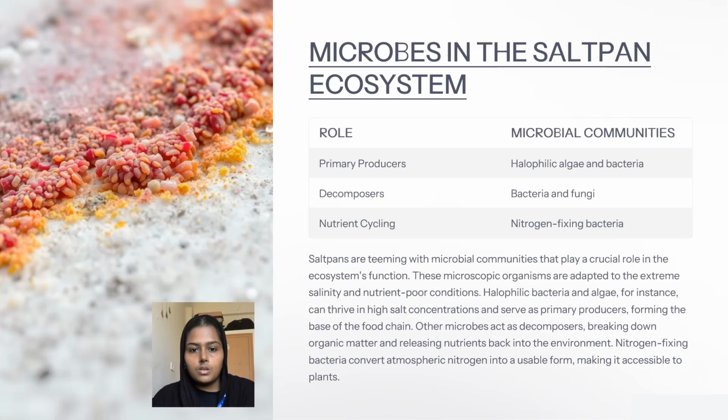Coming to the microbes in the salt pan ecosystem, we have a wide variety of microbes which live in the salt pan zone, and each of them plays a very important role. Three main classes of microbes found in these salt pan zones are primary producers, which are nothing but halophilic algae and bacteria, which can be archaebacteria as well as halobacteria. Then decomposers, which can be bacteria and fungi, and for nutrient cycling in this ecosystem, the main organisms are the nitrogen fixing bacteria.